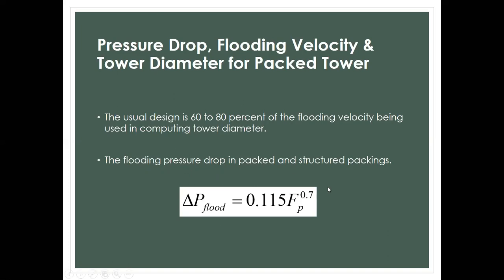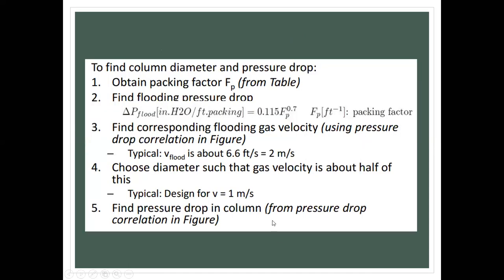So the formula is very straightforward. The delta P, the change in pressure or pressure drop at flooding, is 0.0115 times the packing factor raised to 0.7. In your handbook, probably this is 0.12. Anyway, 0.115 and 0.12 will not really differ in terms of the answers you will be getting later on. So it's very straightforward.